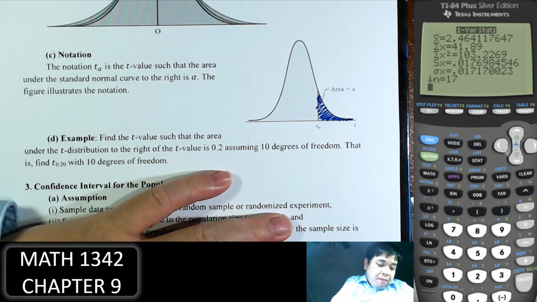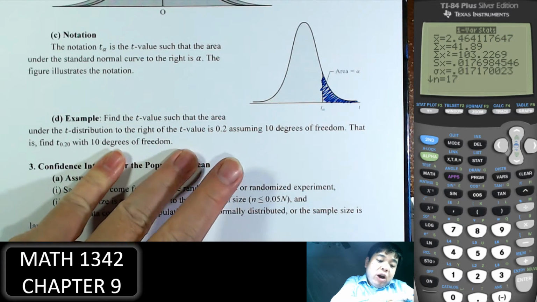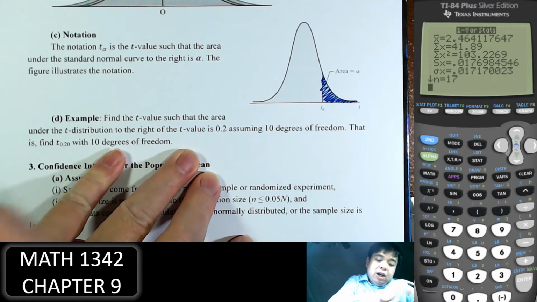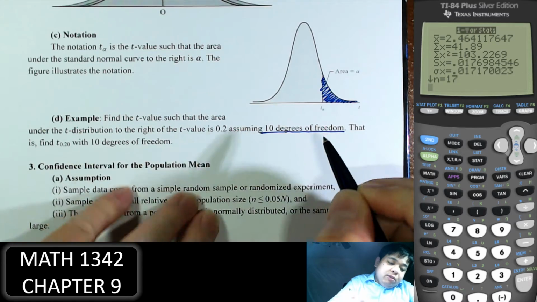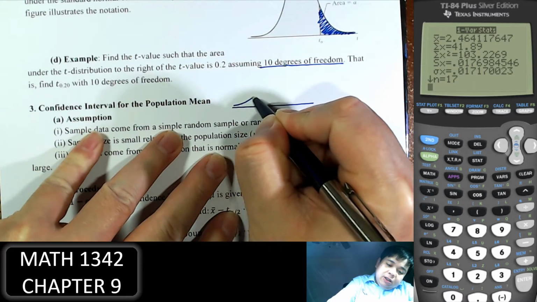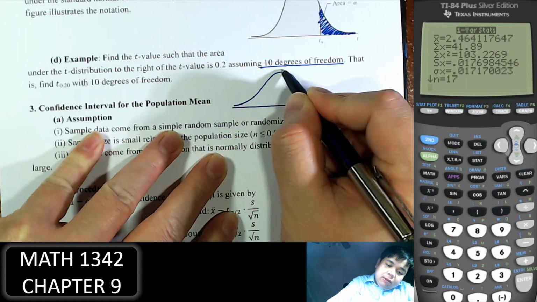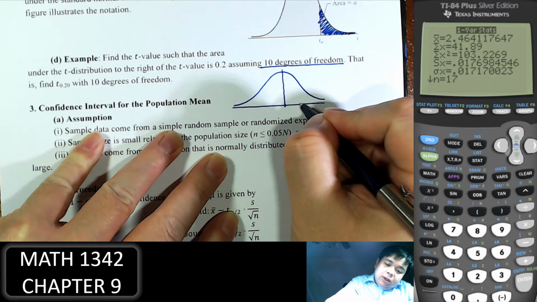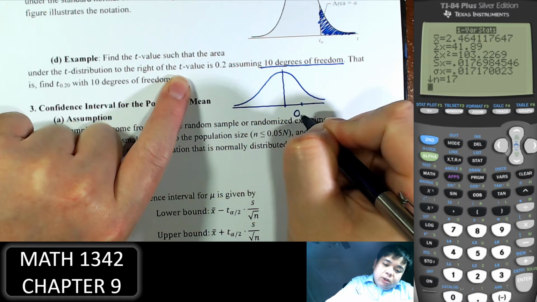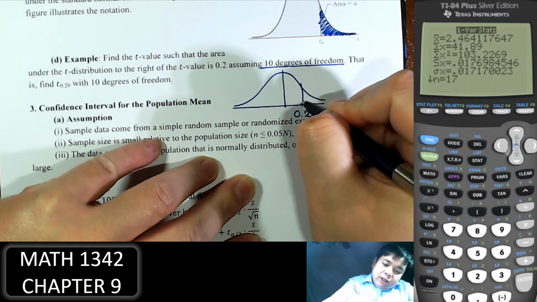Alright, next, find the t value such that the area under the t distribution to the right of the t value is 0.2, assuming 10 degrees of freedom. So we have the area of 0.2, and it's on the right.